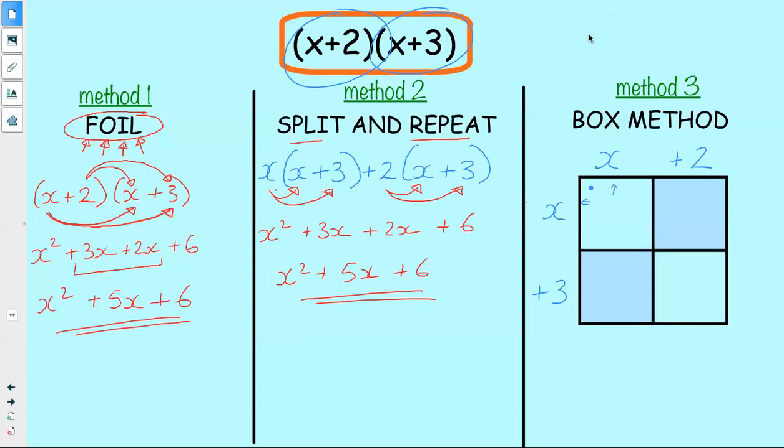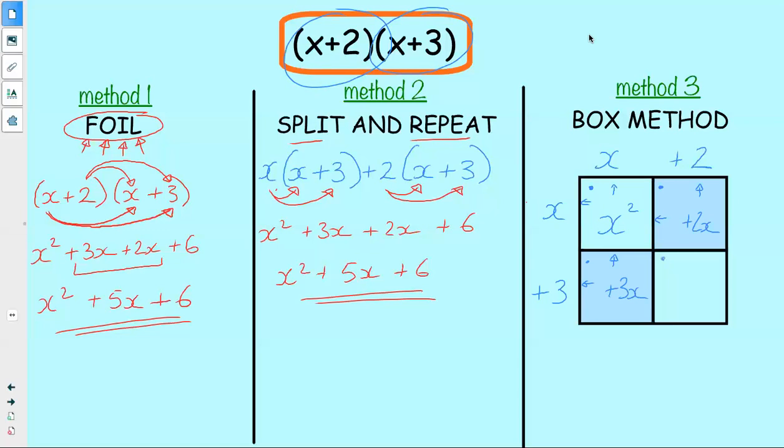So the x on top multiplied by the x on the side, which is going to give you x squared. Then we're going to do this box here. So you're doing, look above, you're doing your 2 multiplied by your x. Okay, so it's going to give you a positive 2x. In this box, again, look at the top, what you're multiplying by. You're multiplying x by your positive 3. So that's going to give you a positive 3x.